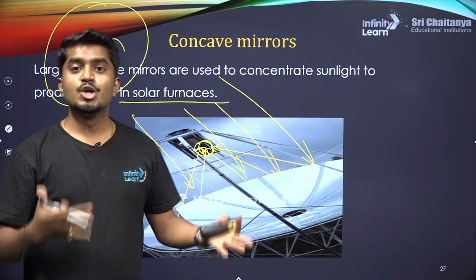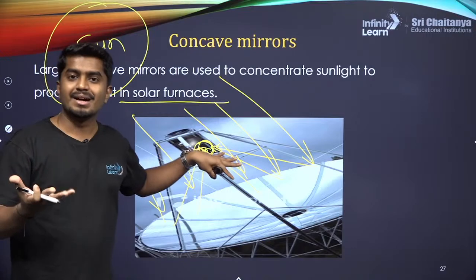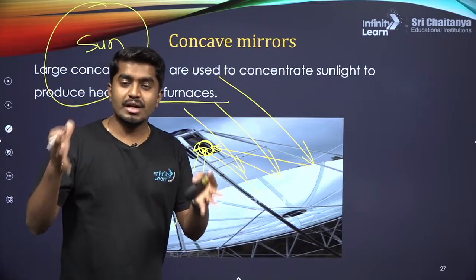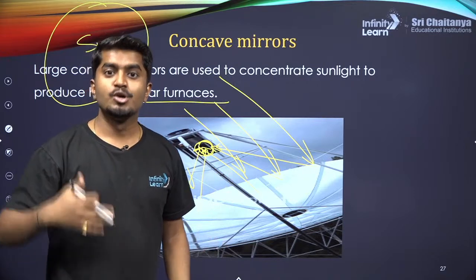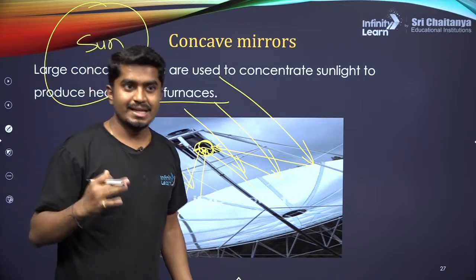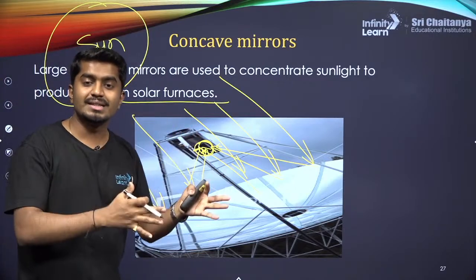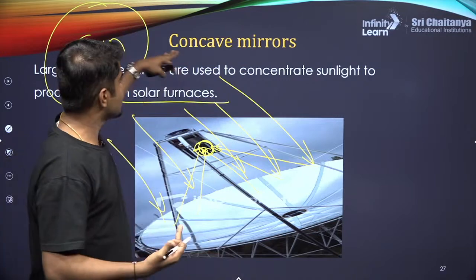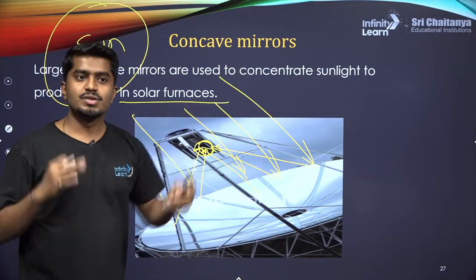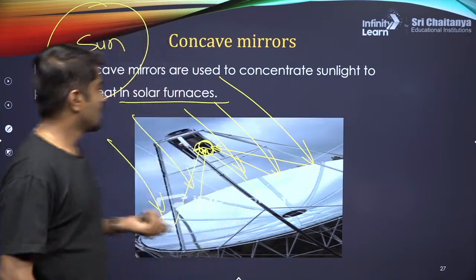It can be used for several applications. You can use it as a solar cooker, or keep a beaker which contains water. You convert that heat energy into steam and use that steam to generate electricity, right? So you can convert solar energy into electrical energy using this concave mirror. These are certain applications of concave mirror.